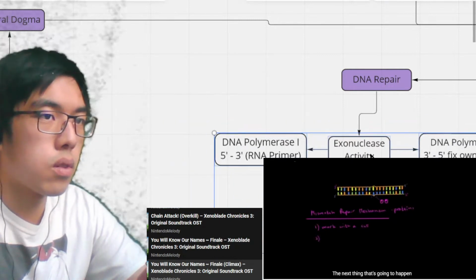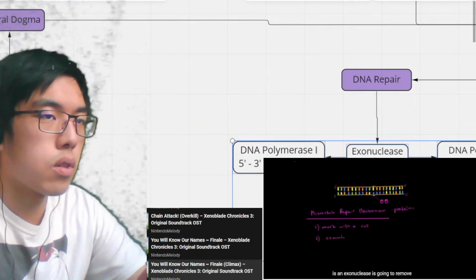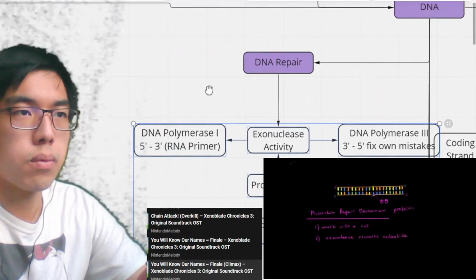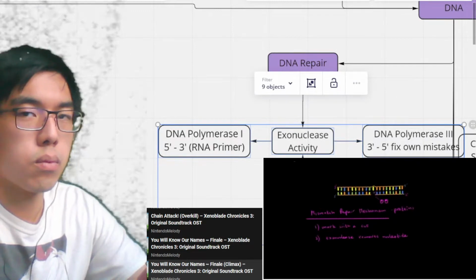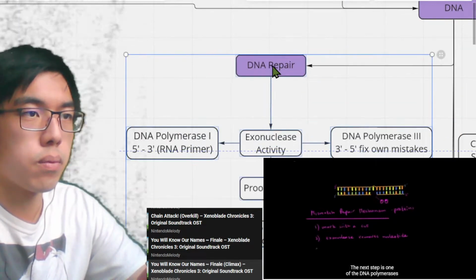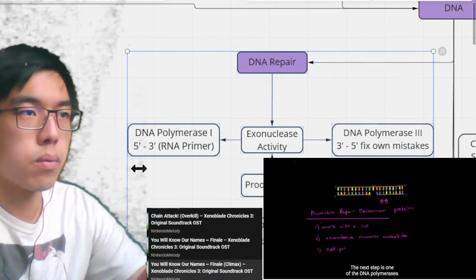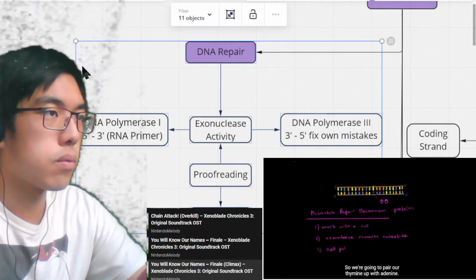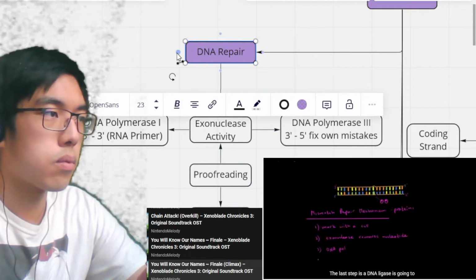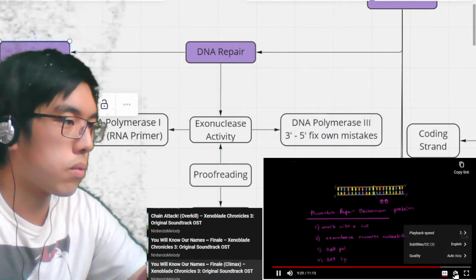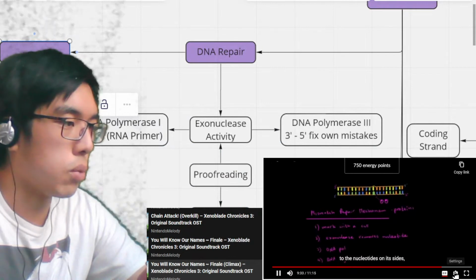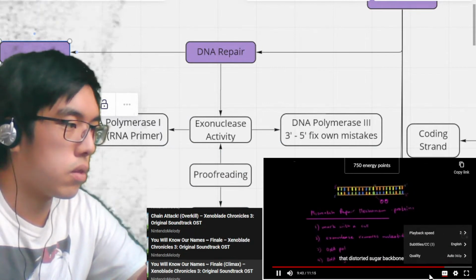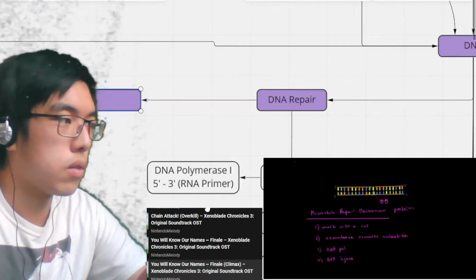The next thing that's going to happen is an exonuclease is going to remove the incorrect nucleotide. The next step is one of the DNA polymerases is going to insert the correct nucleotide. So we're going to pair our thymine up with adenine. And the last step is a DNA ligase is going to connect the new nucleotide to the nucleotide next to it, and also to its complementary nucleotide on the other strand. And that's actually going to correct that distorted sugar backbone.